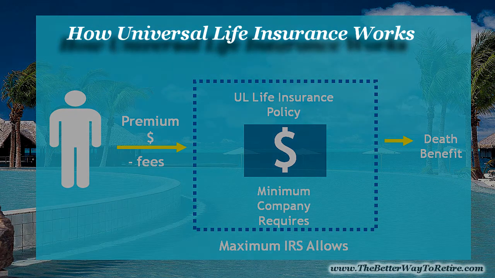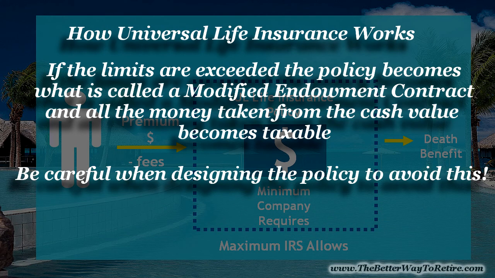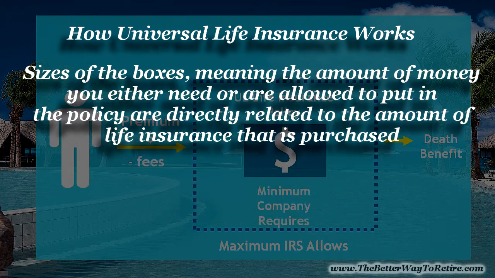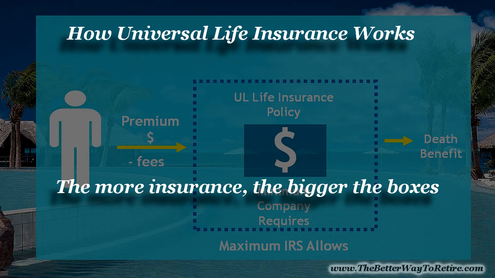A couple of important side notes to be aware of. Number one, if one of the limits is exceeded, the policy becomes what's called a modified endowment contract, and all of the money taken from the cash value becomes taxable. So you need to be careful when designing a policy to avoid this. And number two, the sizes of the boxes, meaning the amount of money you either need to or are allowed to put into the policy, are directly related to the amount of life insurance that is purchased. The more life insurance you purchase, the bigger the boxes.